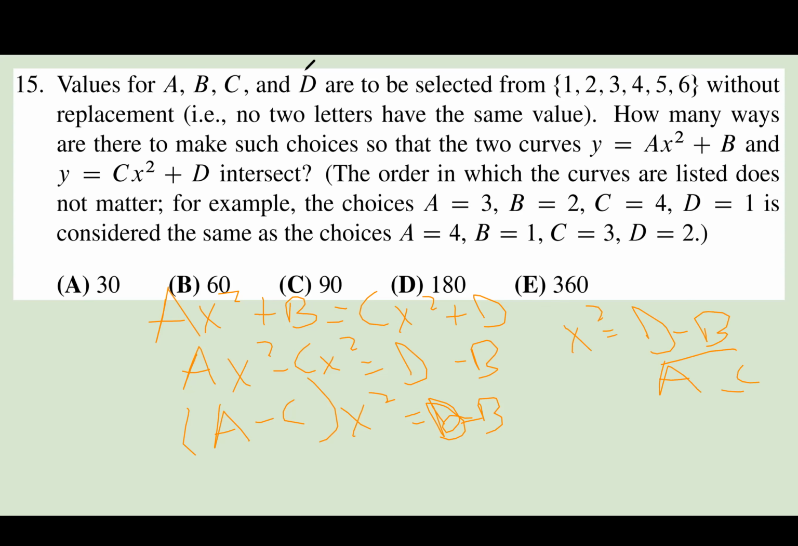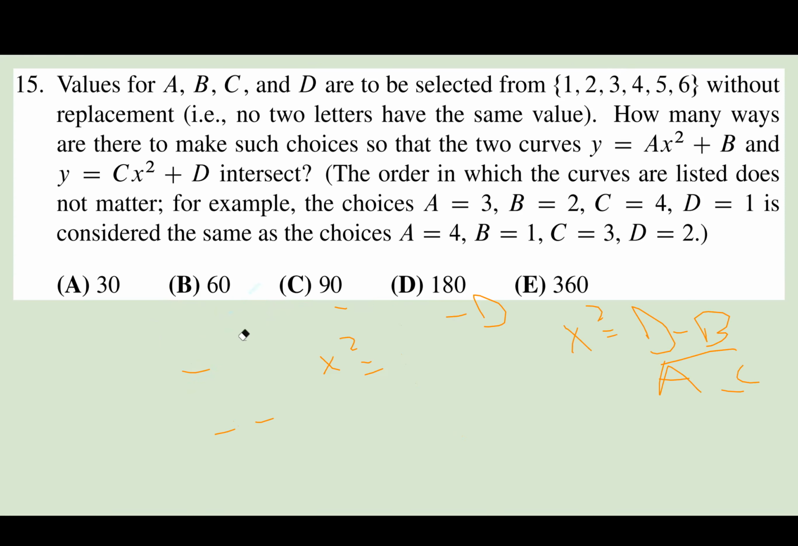So now let's think about this. We need this to be real values, right? We're talking about real numbers here for x. If we square any of these numbers 1, 2, 3, 4, 5, or 6, we will get a positive whole number. So we need to make sure that this would actually work. So the only way for this to make any sense is if d minus b over a minus c is positive, right? d minus b over a minus c needs to be positive.